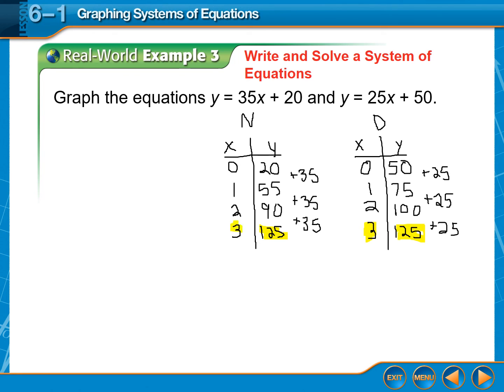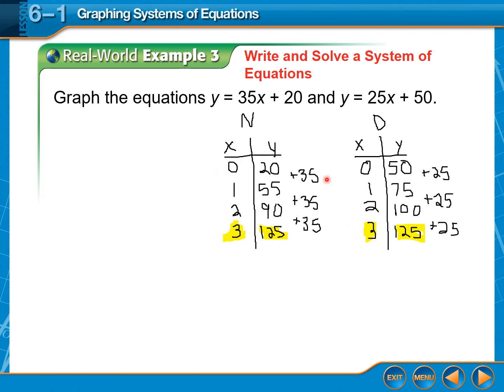So even though they started with different amounts, right? Naresh started with only 20 miles, Diego started with 50. At the end of the 3rd week, because Naresh was riding more miles each week, he caught up to Diego, and now after 3 weeks, they both have ridden 125 miles.